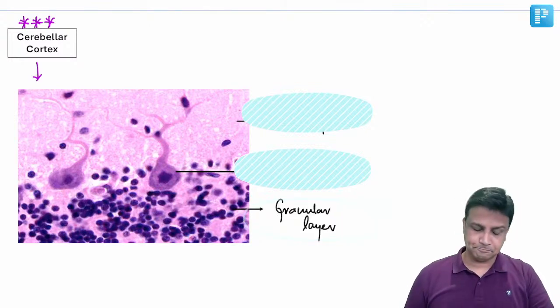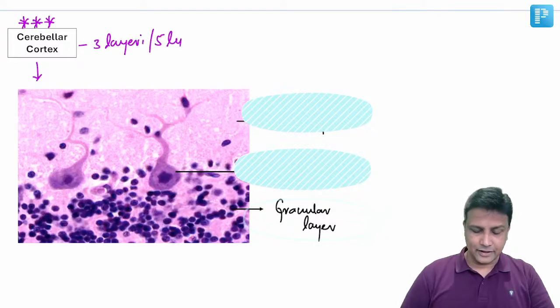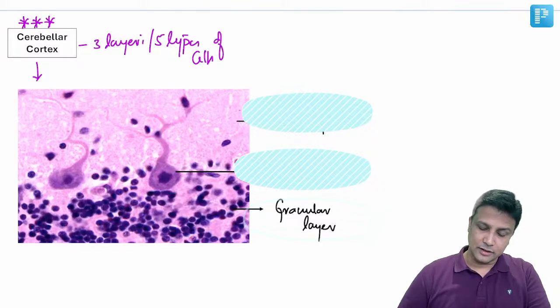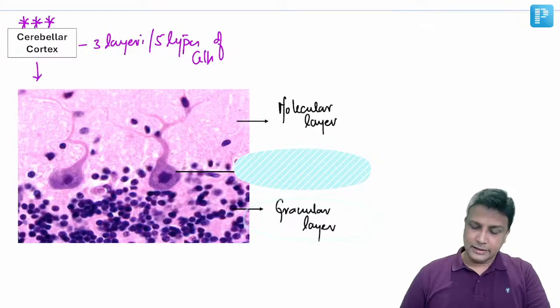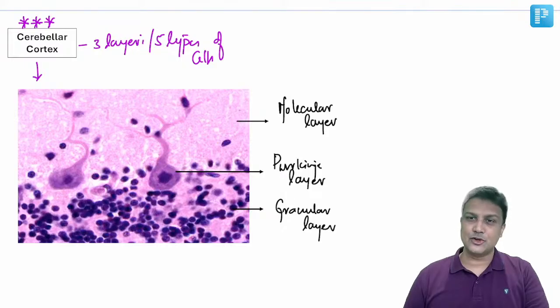histological image here. Now remember, in the cerebellar cortex, there are totally 3 layers. And in these 3 layers, we'll be having 5 different types of cells. Now first, remember the names here. The outermost layer here will be the molecular layer. The middle layer here will be the Purkinje layer. And the innermost layer here will be the granular layer. Molecular, Purkinje, and the granular layer.